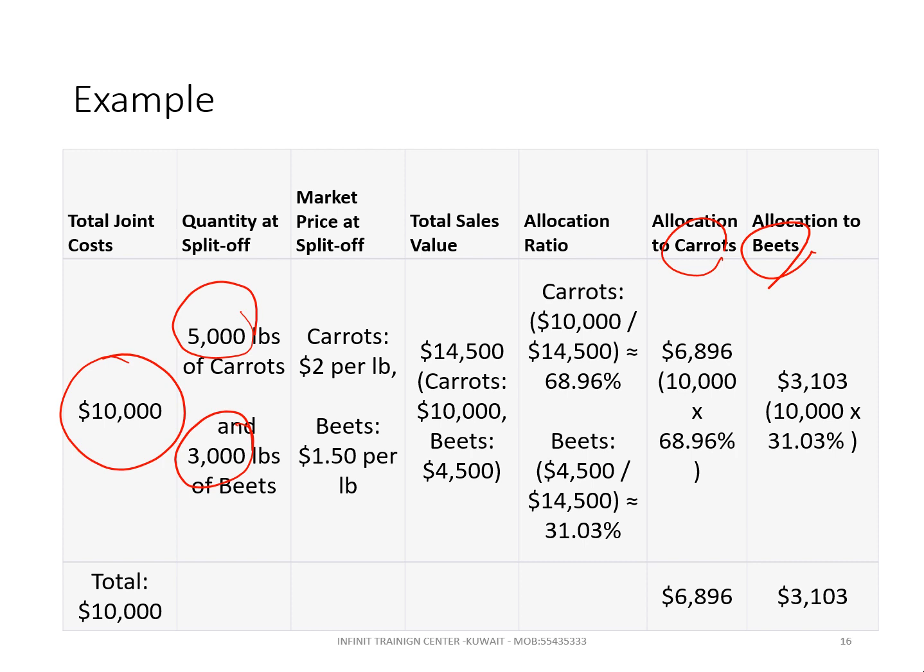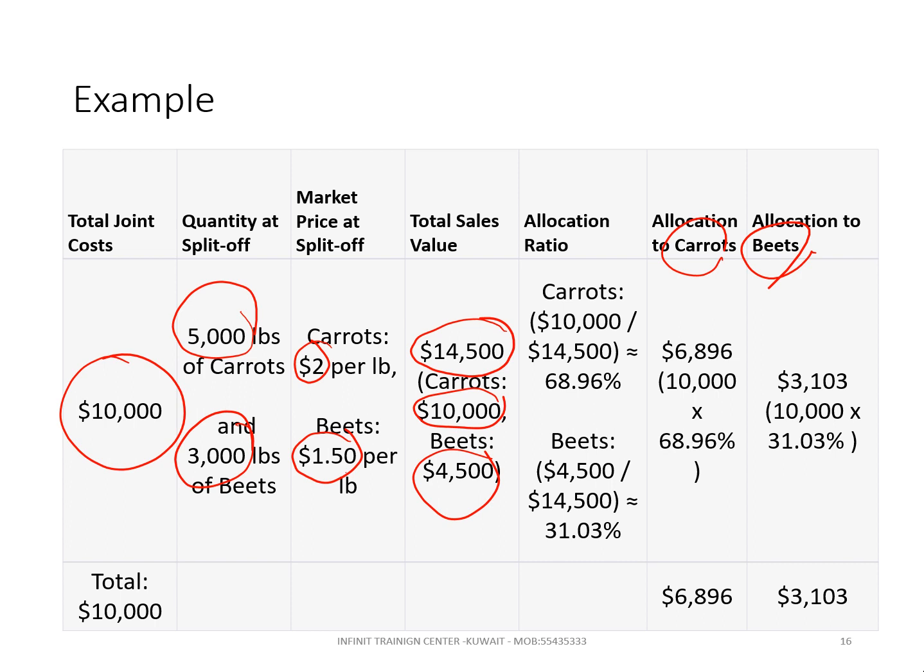Okay, and market price of carrot is $2 per lb, and here it is $1.50 for beets. So you can see 5,000 multiplied by 2, it is 10,000. 3,000 multiplied with 1.5, it is 4,500. So total sales value is 14,500.